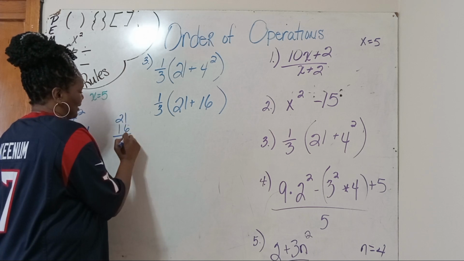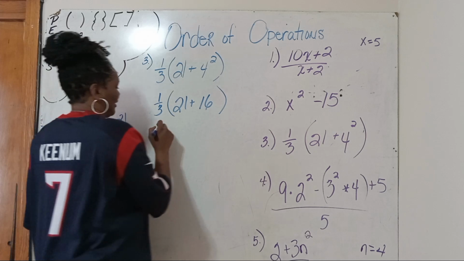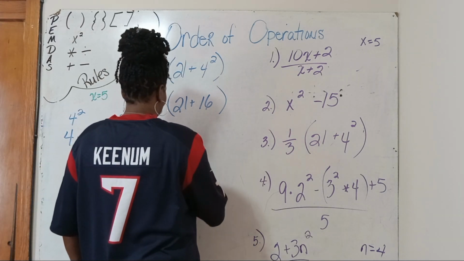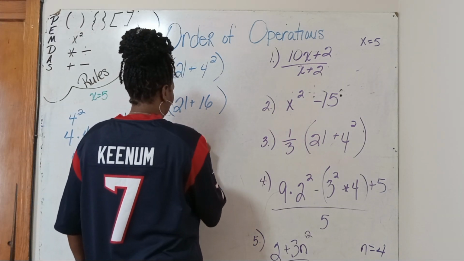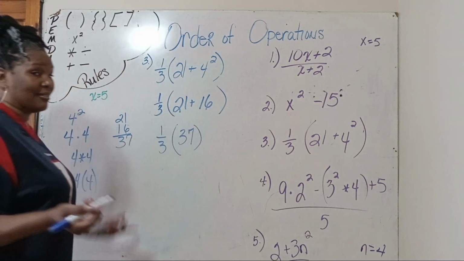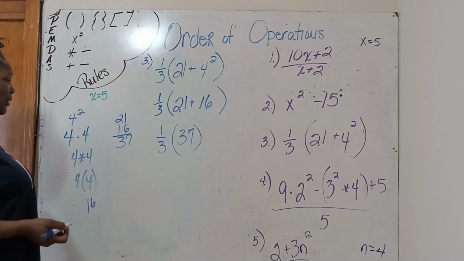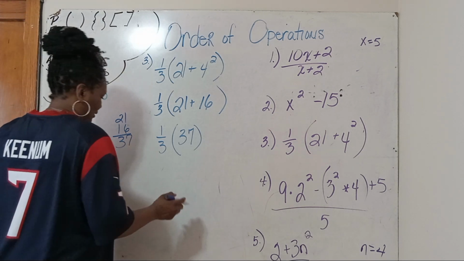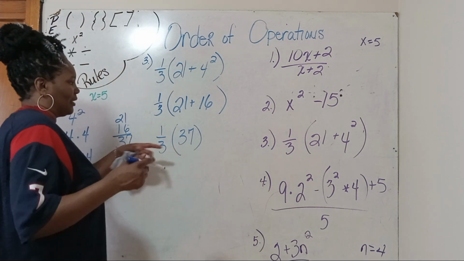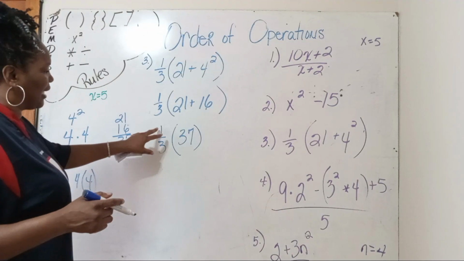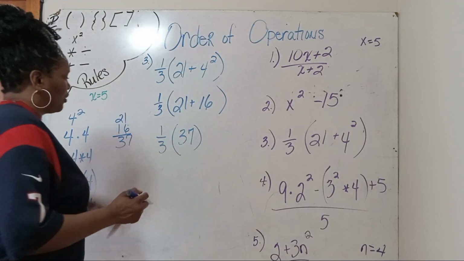21 plus 16 is 37. So 1/3 times 37. All right, now what we're doing is multiplying a fraction times a whole number. So let's go. Now, if this looks scary to you, anytime you have a fraction and a whole number, you can always do this.